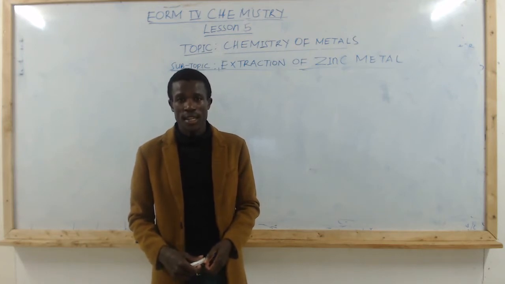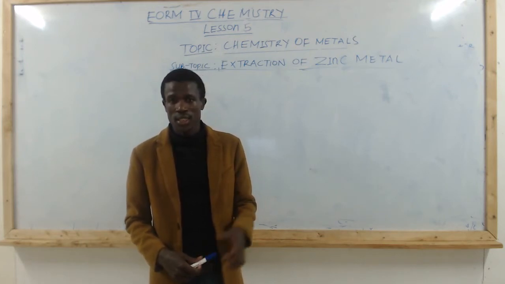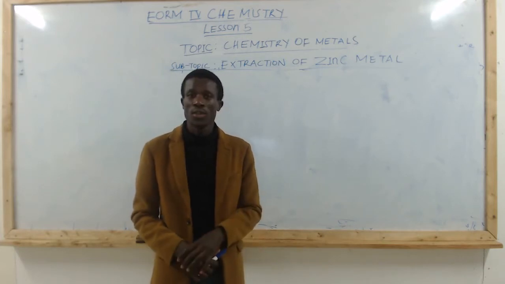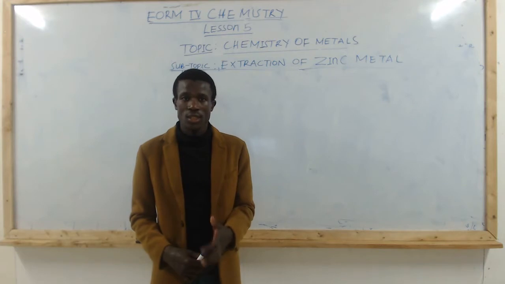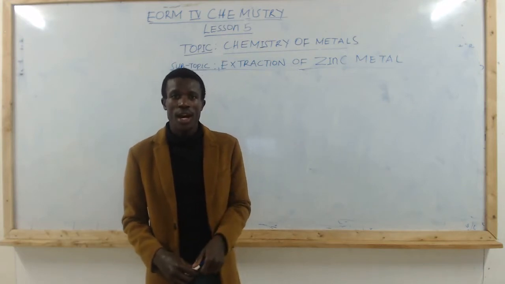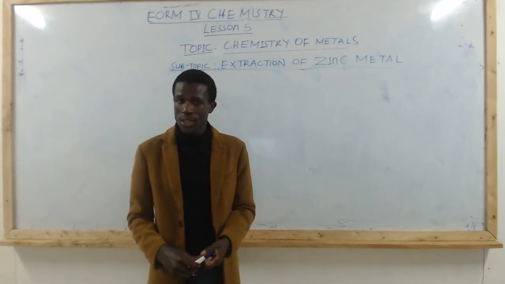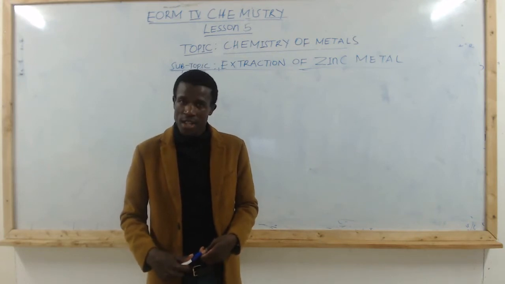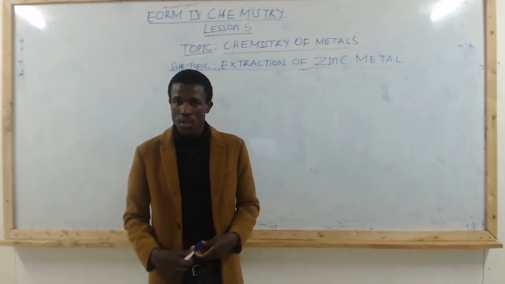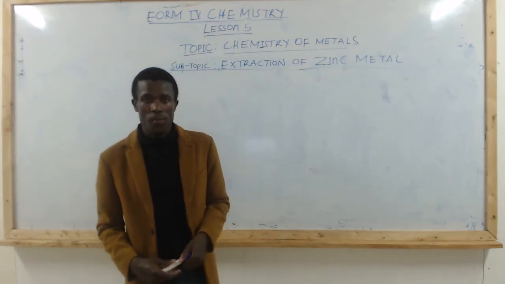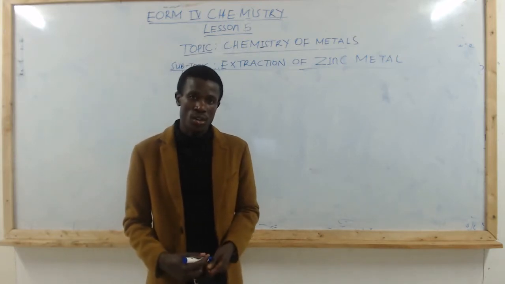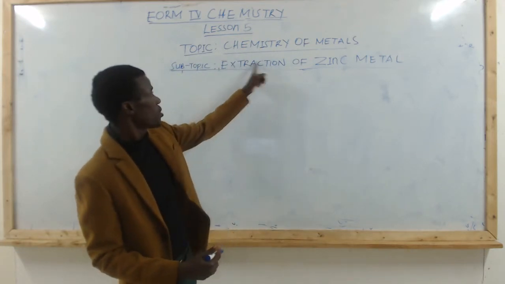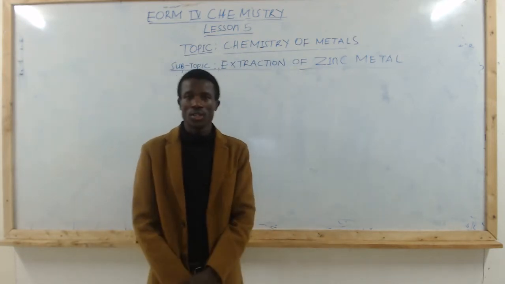Remember, in our first lesson we looked at the introduction of chemistry of metals. Second lesson we looked at the extraction of lead metal from its ore. Our third lesson we looked at the extraction of iron metal from its ore, and our previous lesson we looked at the extraction of copper metal from its ore. Today, our fifth lesson will be extraction of zinc metal from its ore.